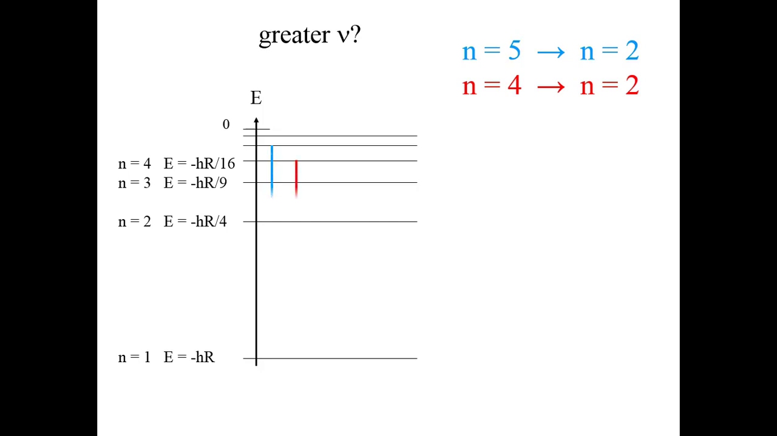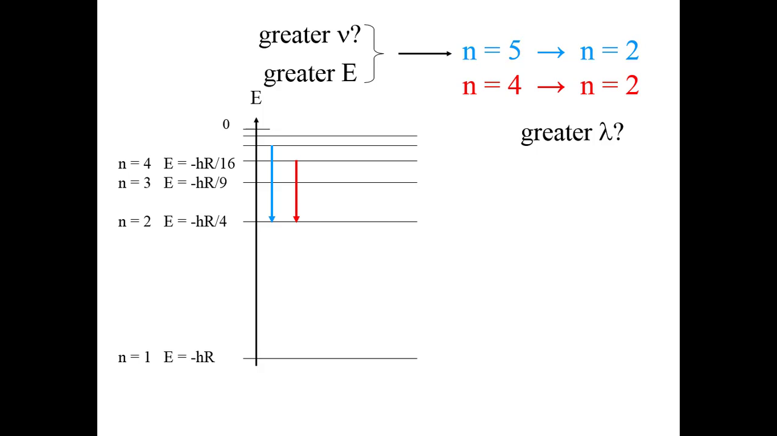We locate the two transitions on the diagram, with n equal 5 to n equal 2 represented by the blue arrow, and n equal 4 to n equal 2 represented by the red arrow. Notice that 5 to 2 is a greater energy jump. We recall that energy and frequency are directly proportional, so the greater energy transition will also give a photon of the greater frequency.